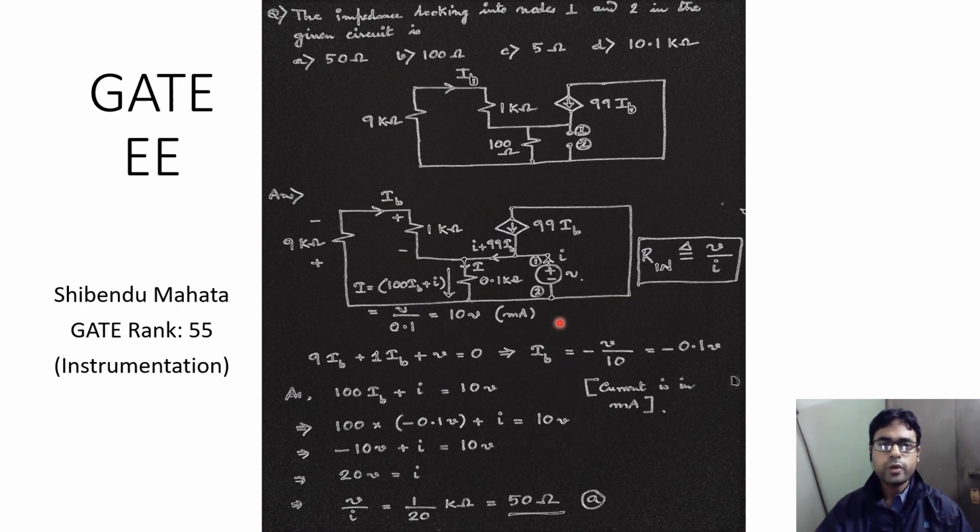But the takeaway point from a question like this, or similar patterns of questions, is that you have to connect a voltage source across whichever nodes you are trying to find the input resistance for, and then take the ratio of V by I. The rest of it is a simple case of using KVL and KCL and solving the circuit.